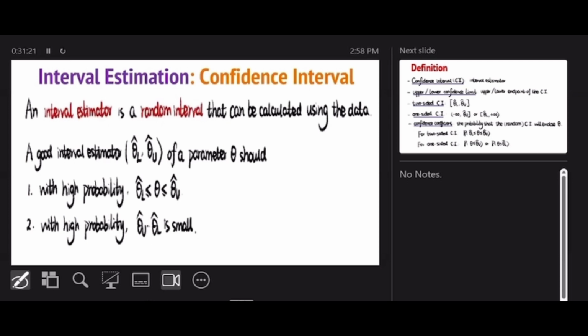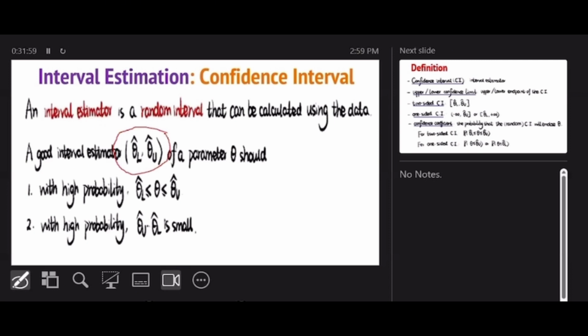Okay, now let me tell you this. If a point estimator is a random variable, then an interval estimator is also a random variable. An interval estimator is a random interval because the point estimator itself is a random variable. Now, if we want to calculate, we're actually going to have two bounds of the estimator. We're going to have a lower bound. We're going to have an upper bound.